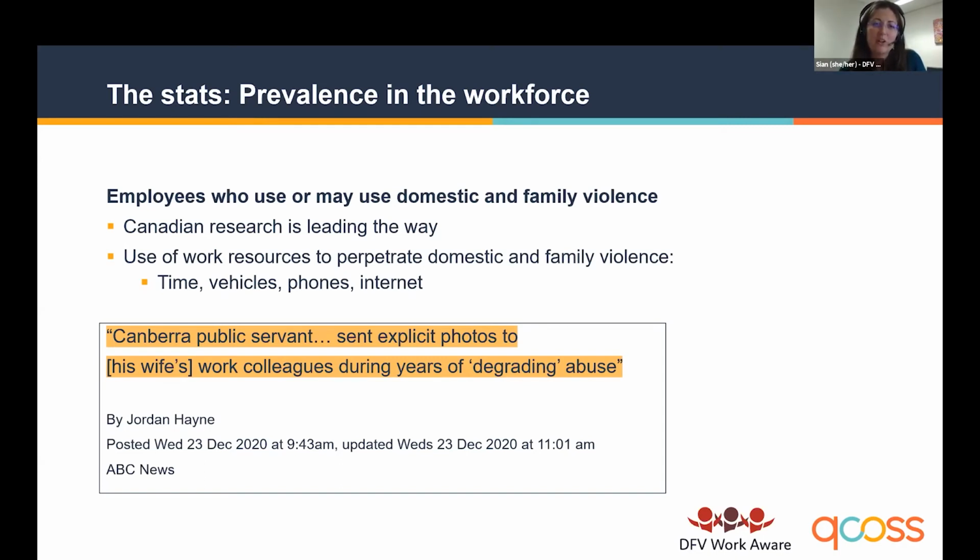Then we have a more recent Canadian study, from 2017, which again found around a third, so 34% of men who disclosed using violence reported doing so during work hours. So this is something that is being actively perpetrated on work time using work resources. That makes it very much a workplace issue.